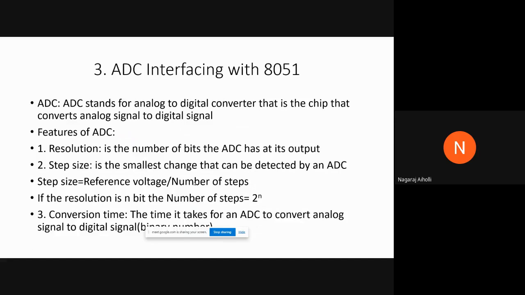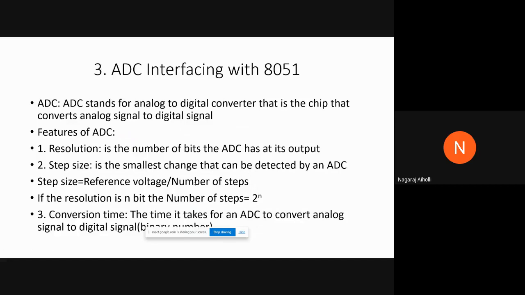converter. Some of the features of ADC: it has a resolution. The number of output bits of the ADC is called the resolution of the ADC. Number of bits of the ADC, or output bits of the ADC, is called resolution of ADC.